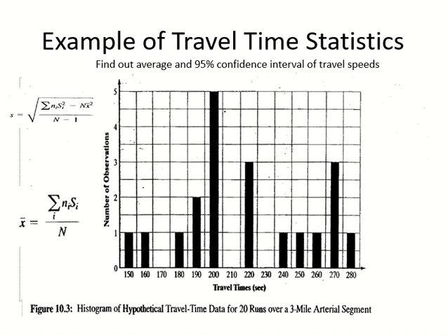Now again they are asking for average travel time and average of speed and 95% confidence interval of speed. So for average speed we should have average time, right? And for 95% confidence interval of speed I should have 95% confidence interval of time. Clear? Okay.